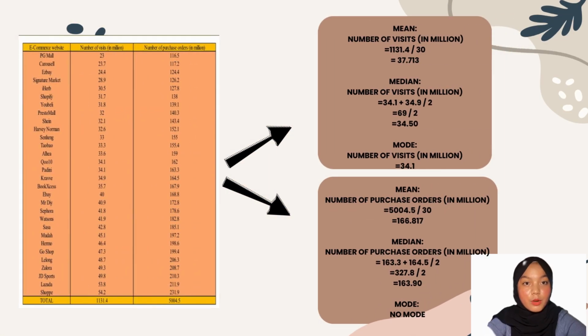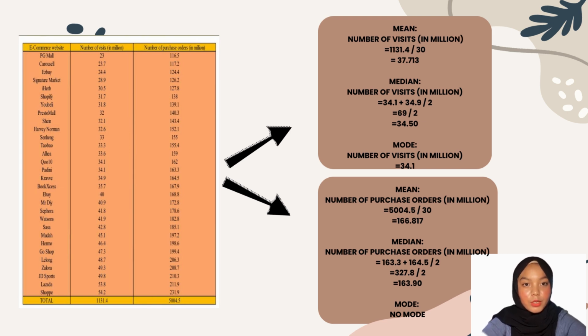First, we calculate for the number of visit dataset. For the mean, we sum all of the data for number of visits and divide by 30, and we get 37.713 million. For the median, first we arrange all of the data in order, then we take the average of the two middle values, since the number of observations is even. We sum the two values and divide by 2, and we get 34.5 million. For the mode, number of visits is 34.1 million.